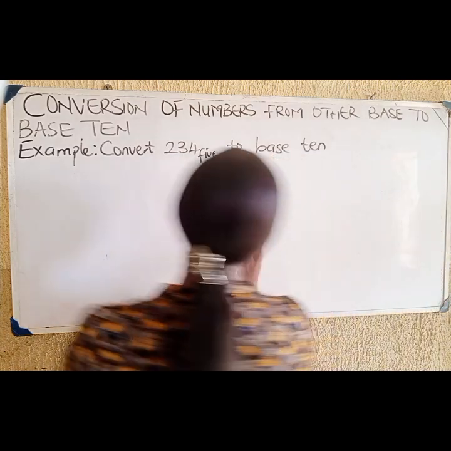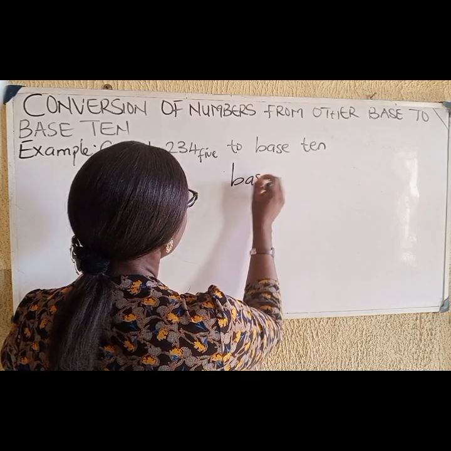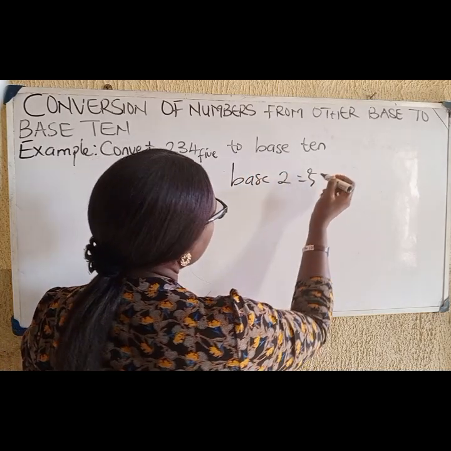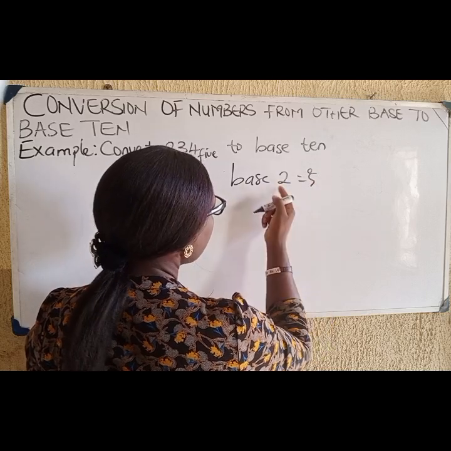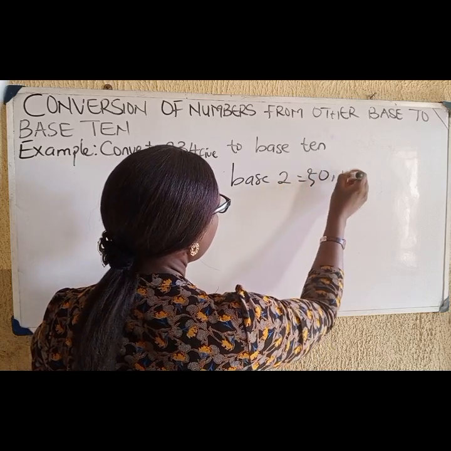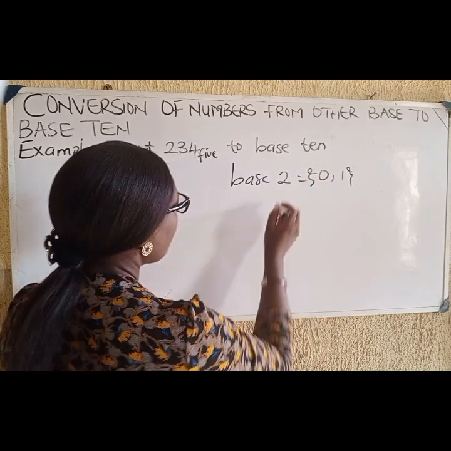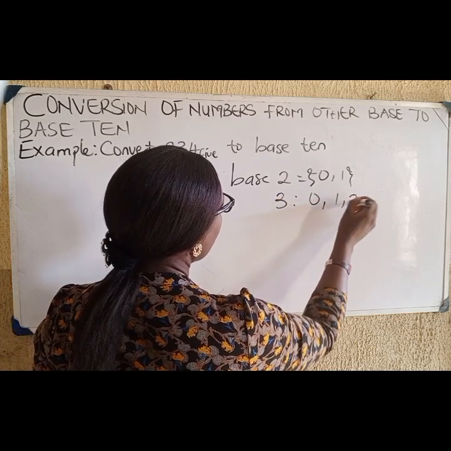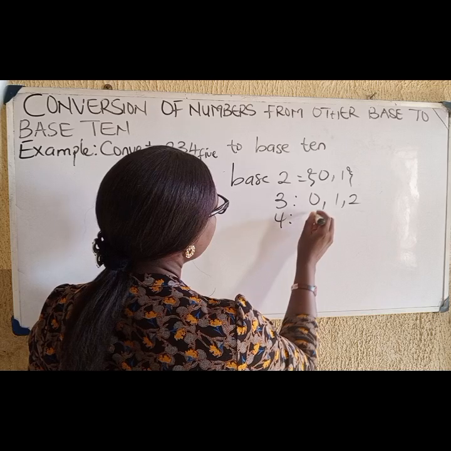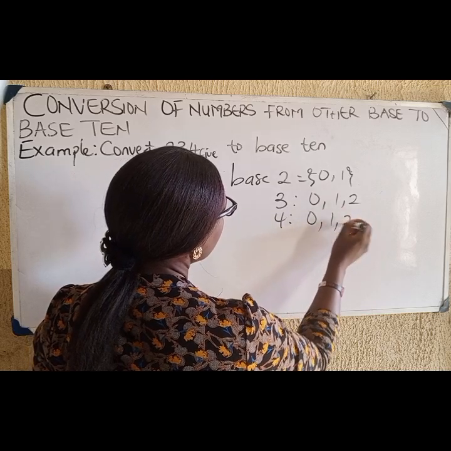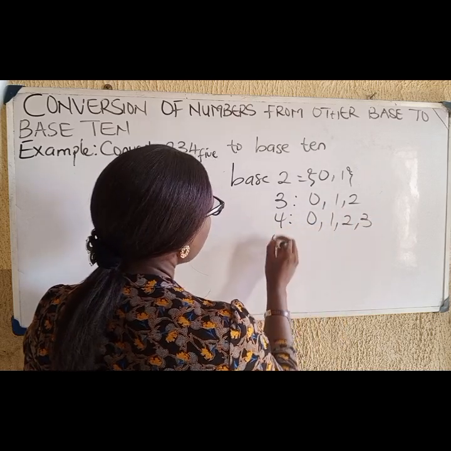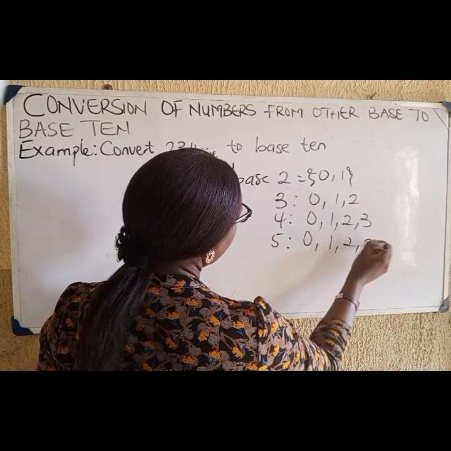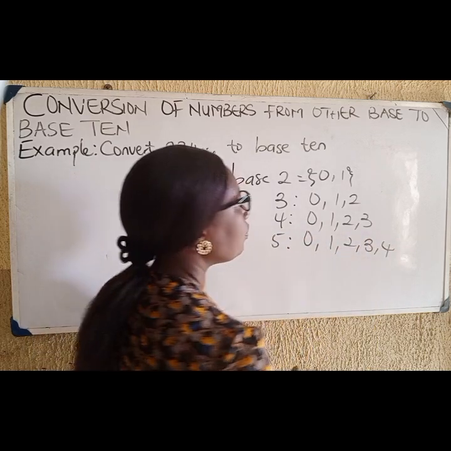Now, if you are working in base 2, the numbers that will show in your answer in base 2 are 0 and 1 only. If you are working in base 3, we have 0, 1, 2. If you are working in base 4, 0, 1, 2, 3. If you are working in base 5, we have 0, 1, 2, 3, and 4.